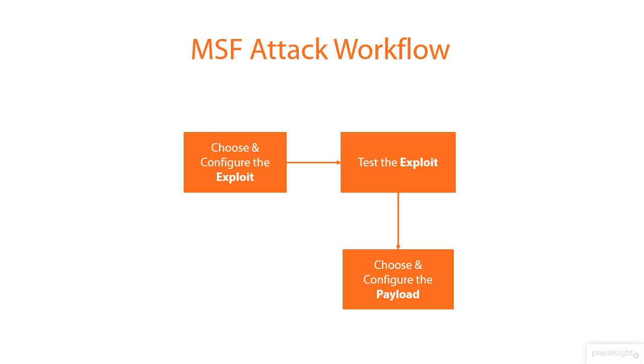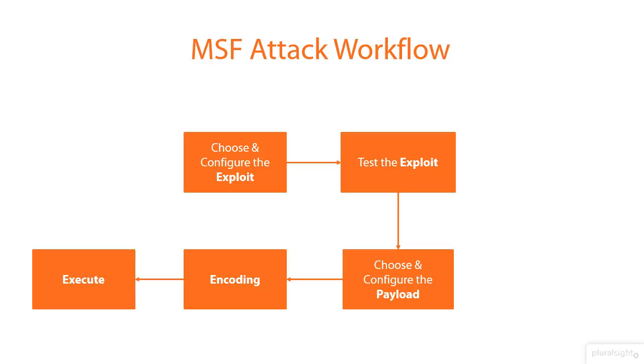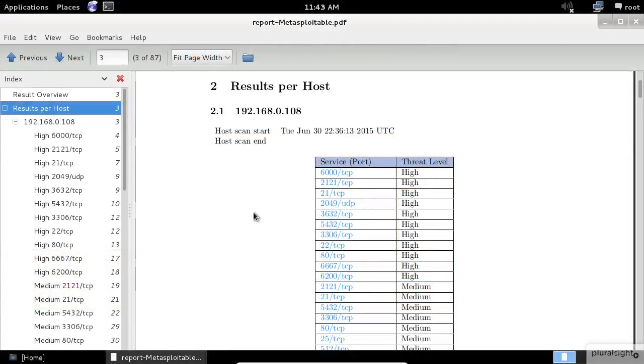After this step, you can also choose an encoding technique to bypass detection controls, like an intrusion detection system or antivirus software. Finally, we execute the exploit. Let's see everything we discussed here in a practical example. If you remember, during the internal network pentest module, we already scanned the metasploitable host using OpenVAS. I already saved the report, the one that you see on my screen.